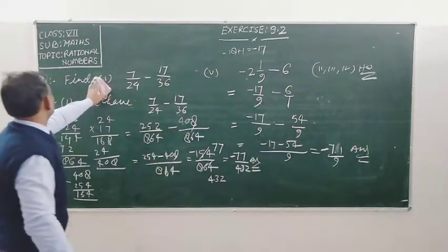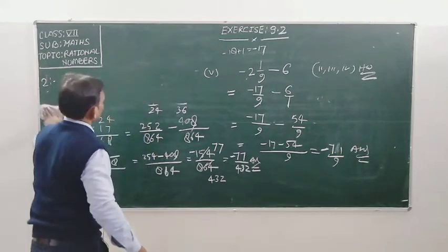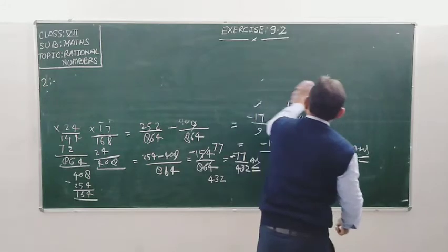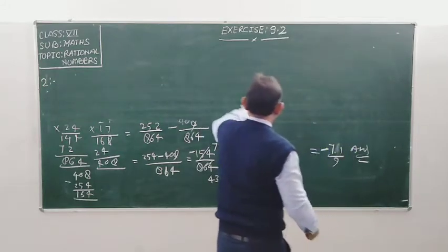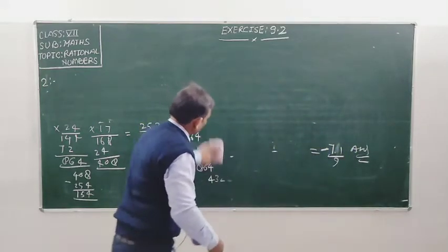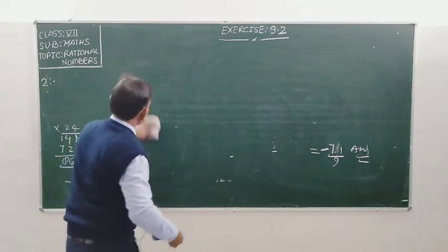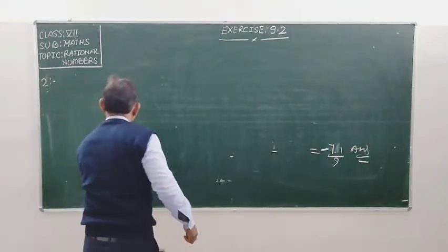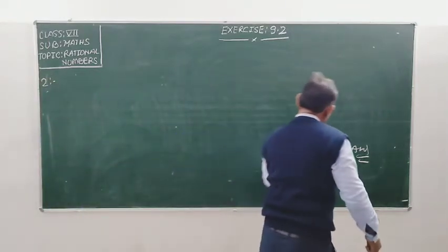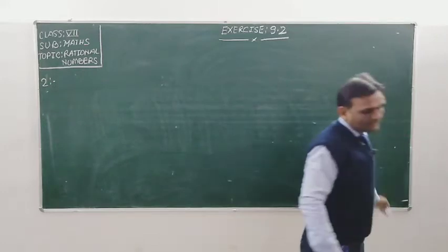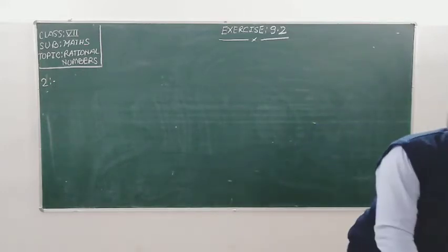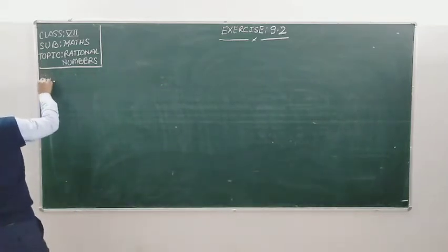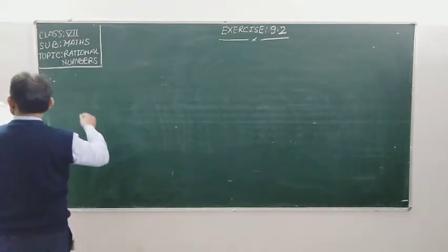In question number 3, we need to multiply, student, two rational numbers. So absolutely you will multiply the rational numbers according to fractions, and in multiplication of fractions you have learned that we multiply numerator by numerator and denominator by denominator, then we get the product. So student, firstly I am writing the question, find the product.